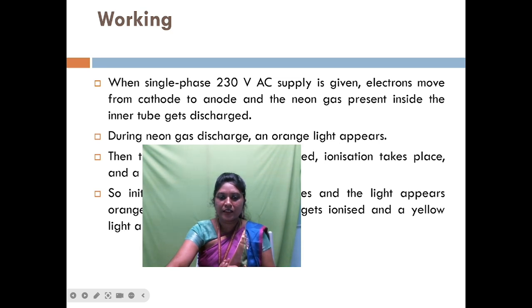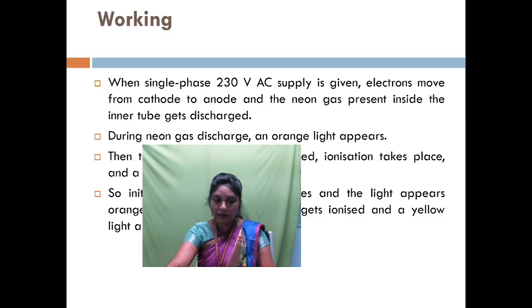Then the sodium gets discharged and the ionization takes place. Further we are having the heat, due to which ionization takes place. Ionization is the loss or gain of electrons, so that is called the ionization process. After this the sodium gets discharged and yellow light appears. So initially due to the neon gas discharge, orange light appears and then yellow light appears. This is because there are two gases: at the initial stage neon gas discharges, and then sodium gas gets ionized and appears as yellow light.